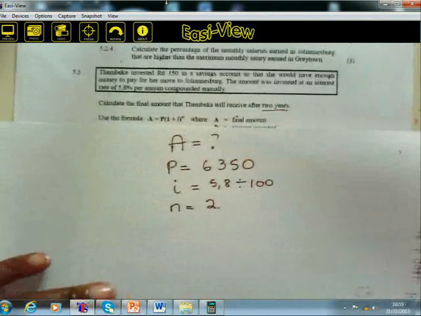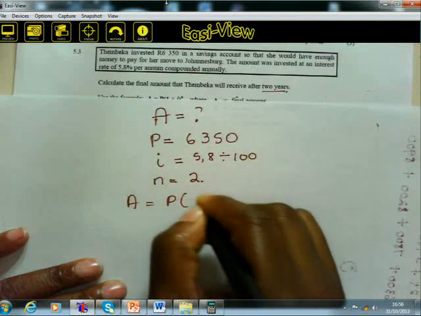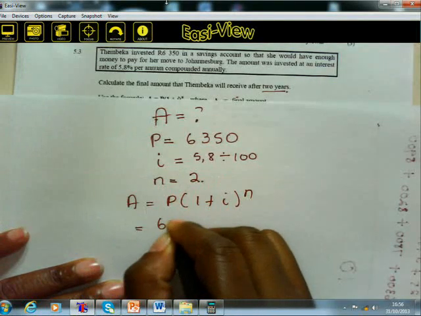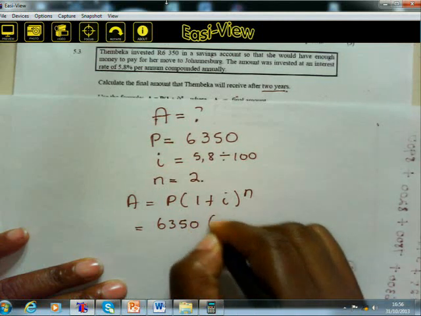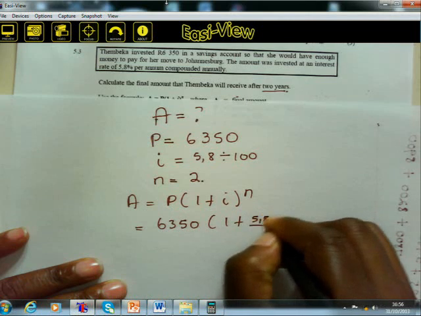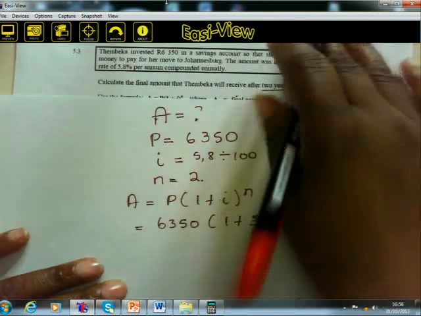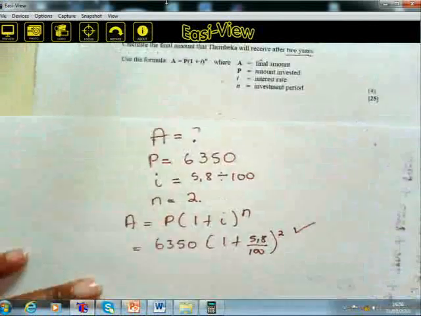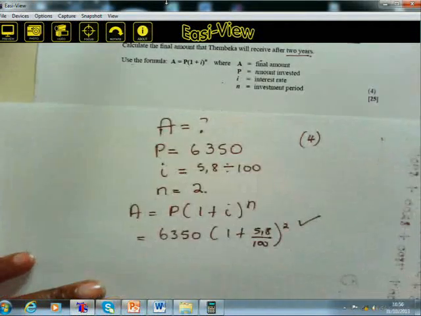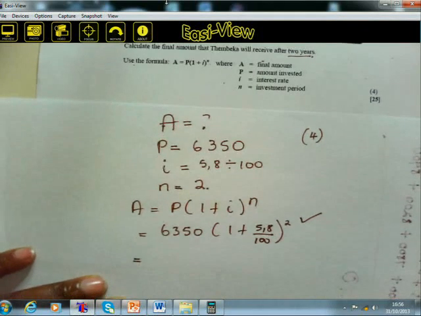I can go to the formula and substitute. 6,350 open bracket 1 plus 5,8 over 100 to the power 2. I'm definitely sure that the first mark will be there for substitution. This is for 4 marks. The first mark will be there for substitution.